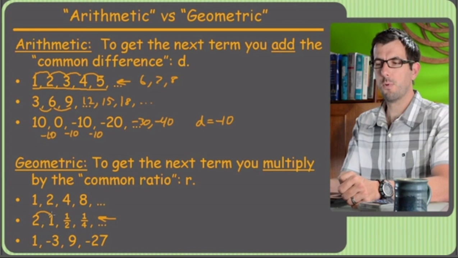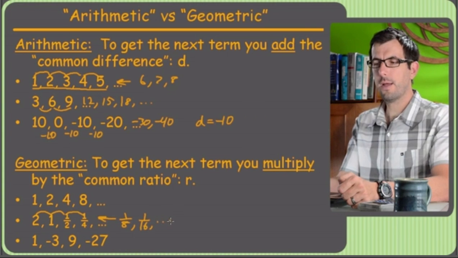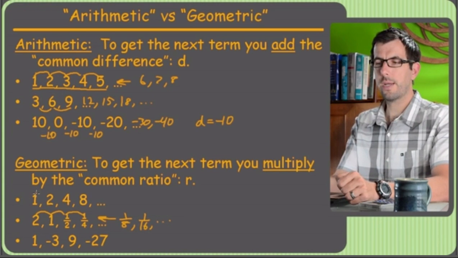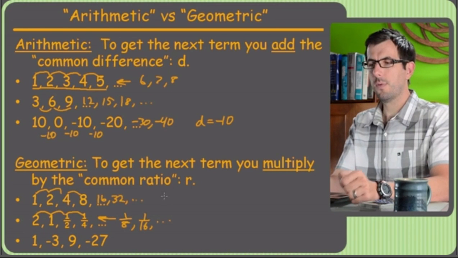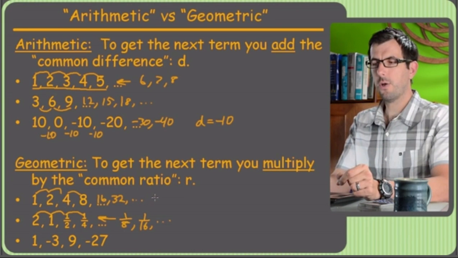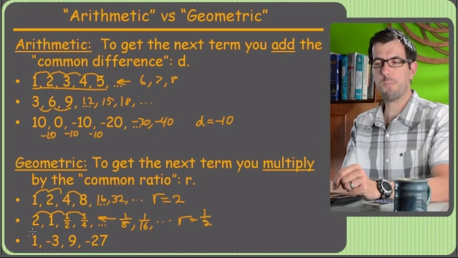Multiply by 1/2 to get from 2 to 1, multiply by 1/2 to get down to 1/2, multiply by 1/2 again to get to this. So this one, the next term would be 1/8, then 1/16, etc., indefinitely. This one right here, we're going from 1 to 2, 2 to 4, so we're just multiplying by 2. So 16, 32, dot, dot, dot. If we're multiplying by 2, that's called the common ratio, or r. So in this one, r equals 2, and in this one, r equaled 1/2, which is sort of like dividing by 2, same thing.